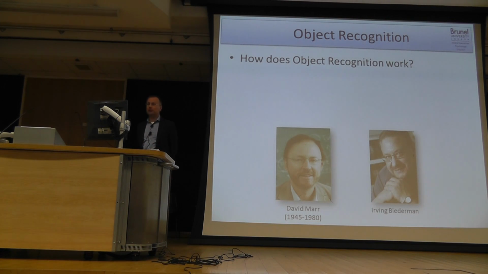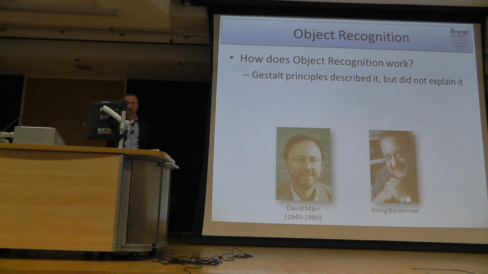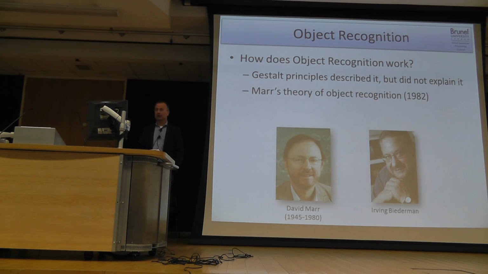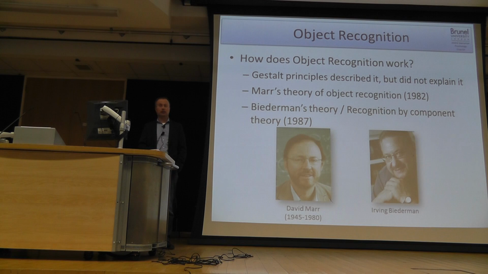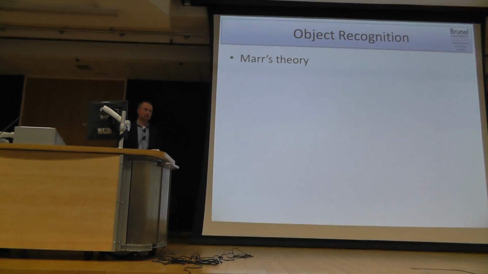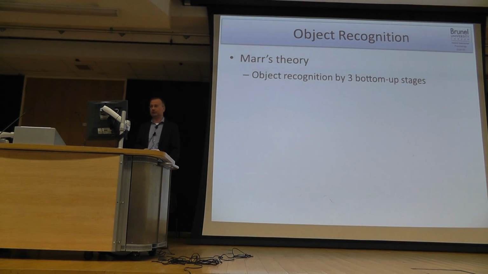Now, today we discuss two theories of object recognition. We've seen Gestalt principles described how certain things are grouped into objects, but they didn't explain that. David Marr proposed a theory of object recognition, and we will see Biederman's theory, who based his theory very strongly on Marr's idea. Okay, so let's speak about Marr's theory of object recognition.